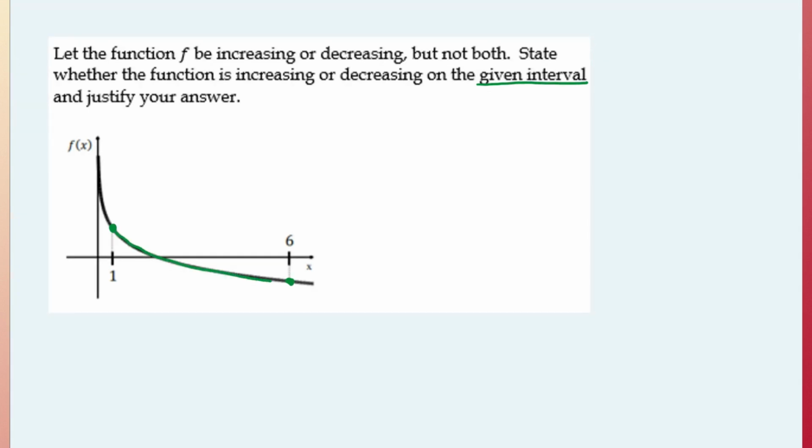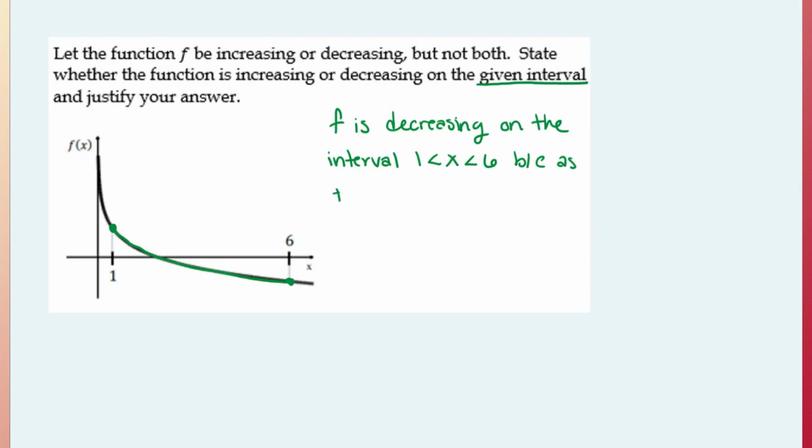So I'm kind of highlighting it on our graph. Looking at our x values increase, what's going on with our y values? The y values are decreasing as we go left to right. So for our answer, f is decreasing on the interval from 1 to 6. And this is because as our x values, or your inputs, increase, your y values, or your outputs, are also going to be decreasing.